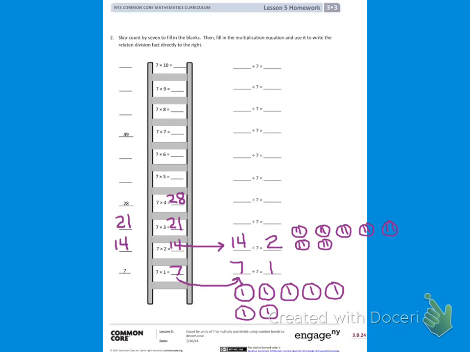You can continue doing it this way. Take the 21, put it on the first line. If I have 21 items and I divide it equally amongst 7 groups, how many items will I have? 3.